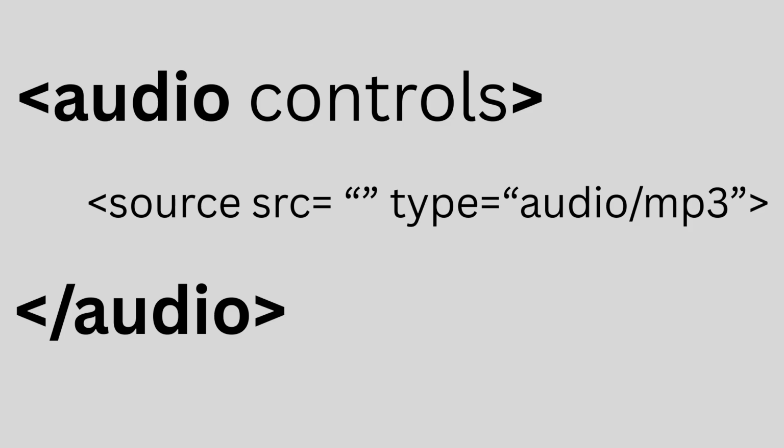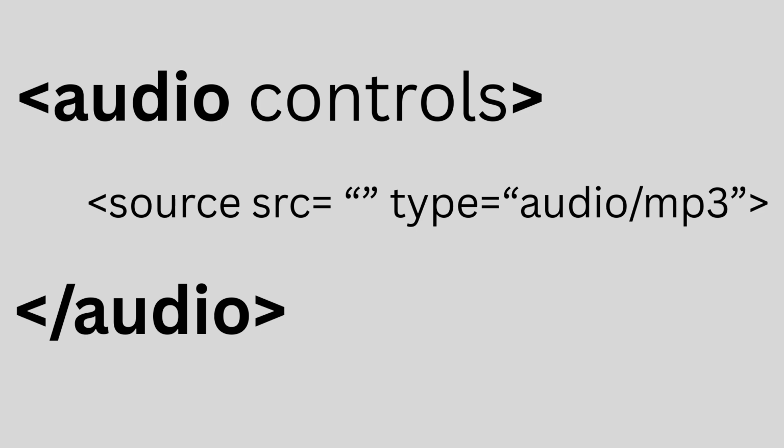As you can see on the screen, you can see the audio opening tag and the controls right at the opening tag of the audio element. Then you can see the closing tag, and right in between the opening and the closing tag, you can see the source attributes. The type is audio slash mp3.